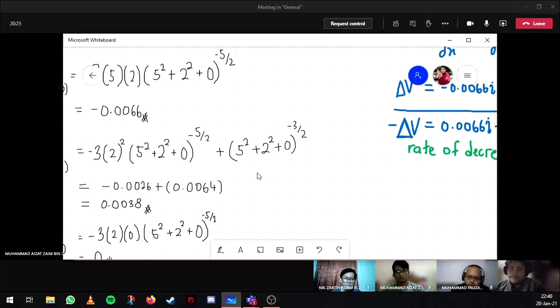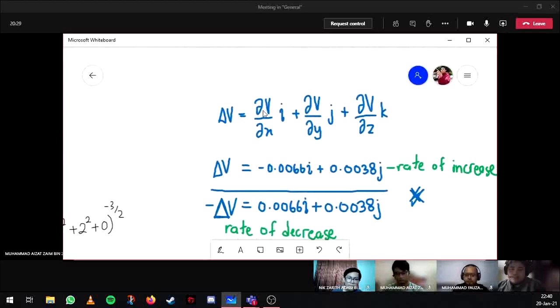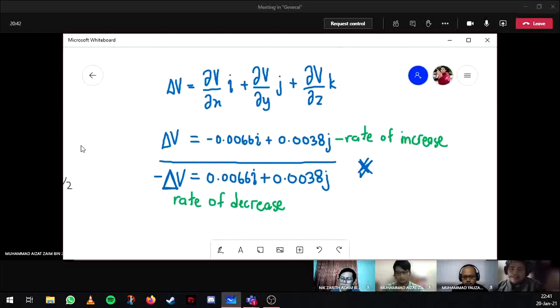And lastly, we input into delta V equals delta V over delta X i plus delta V over delta Y j plus delta V over delta Z k. Since we already have the values, for delta V, which is the rate of increase, we will get negative 0.0066 i plus 0.0038 j.